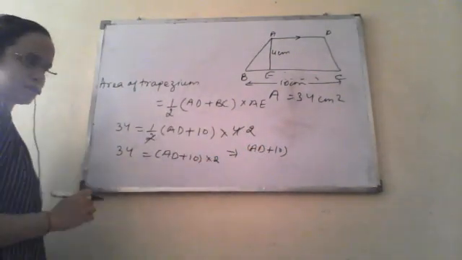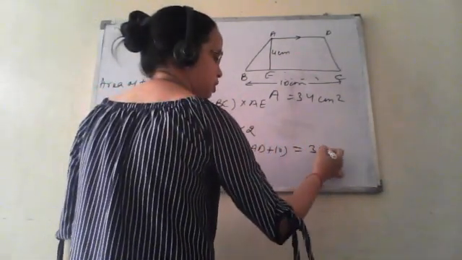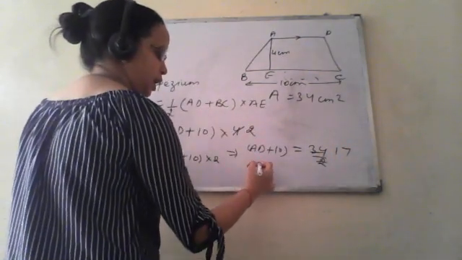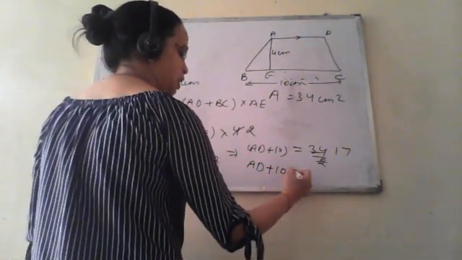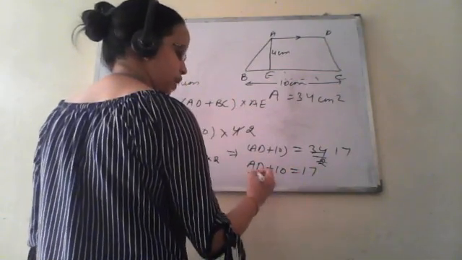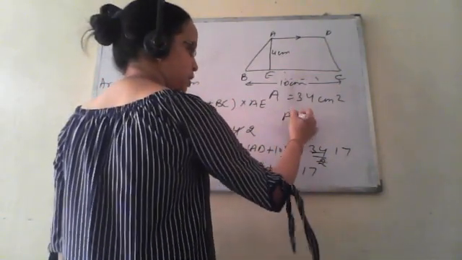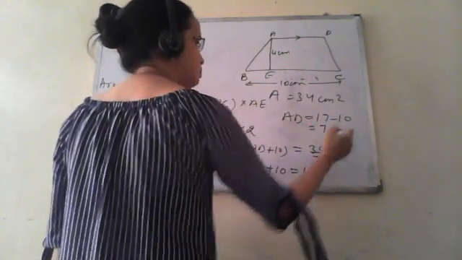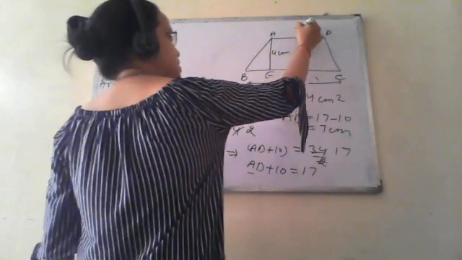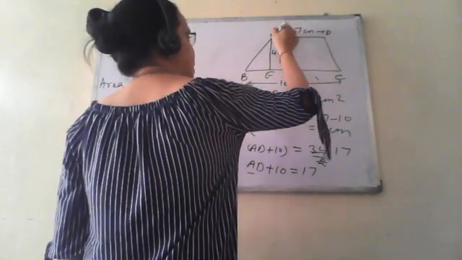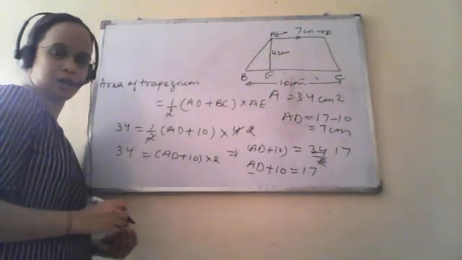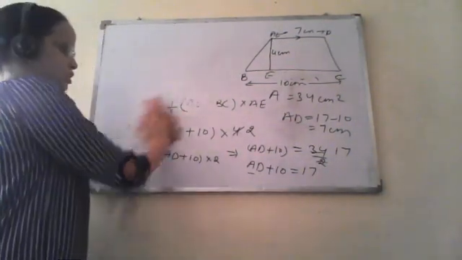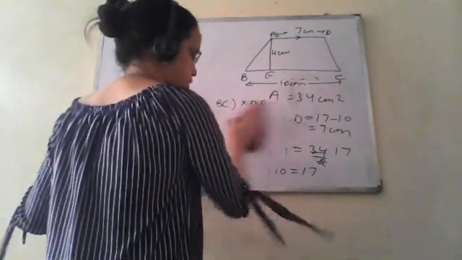This 2 will go to that side, so it will become 34 upon 2, which is 17. Now AD plus 10 is 17. So what will be the value of AD? 10 will go to that side, so AD will become 17 minus 10, that is 7 centimeter. So the length of AD will be 7 centimeter, the length of the other parallel side. So this was question number 2. I hope it's clear now.